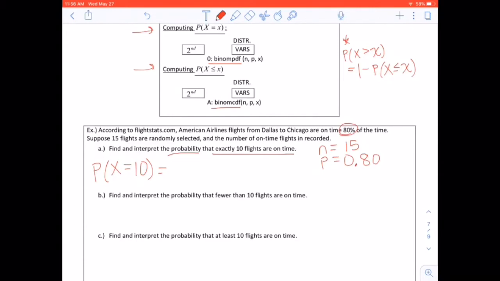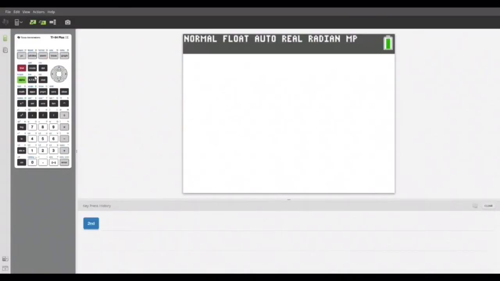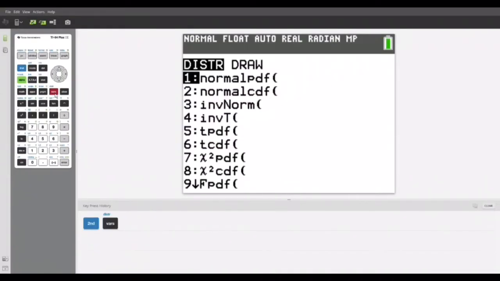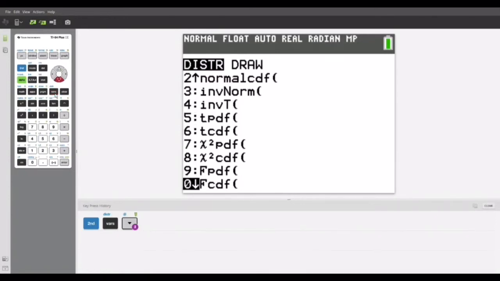And for part A, our x value, it literally says it in here how we wrote it. X is equal to 10. So take a second and put all this in on your calculator. So we're going to go to second vars and go down to binom PDF for part A.